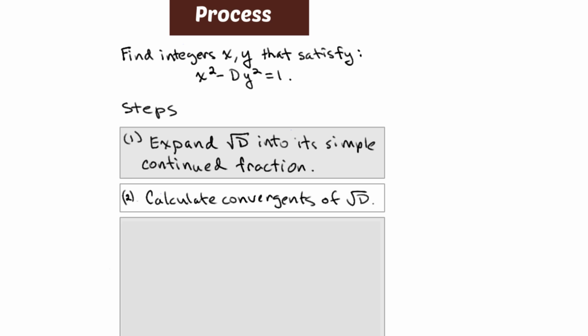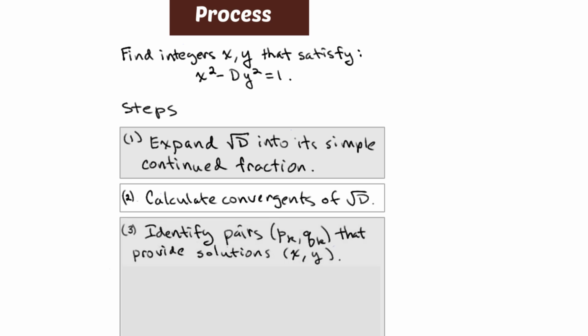Once we have the convergents, we have solutions to Pell's equation. Specific pairs of p sub k and q sub k, the numerators and denominators of the convergents, are solutions. We just have to identify which ones. That's what the third step is about.